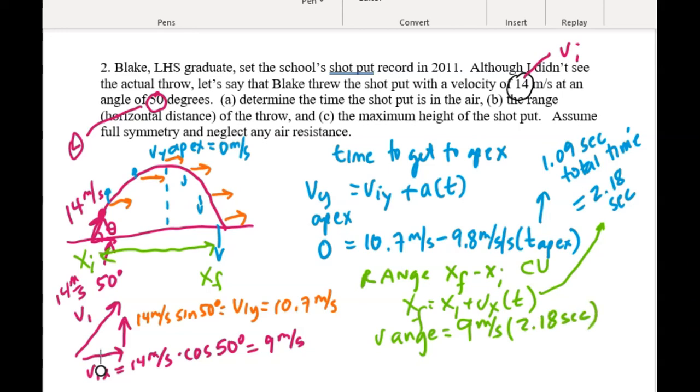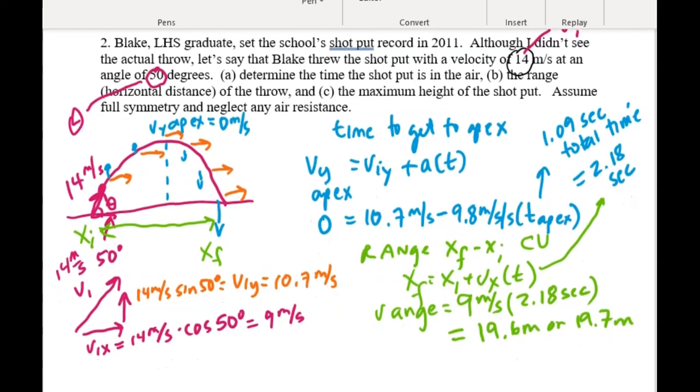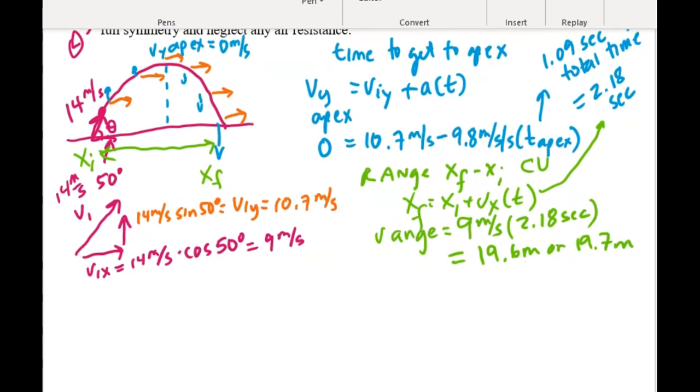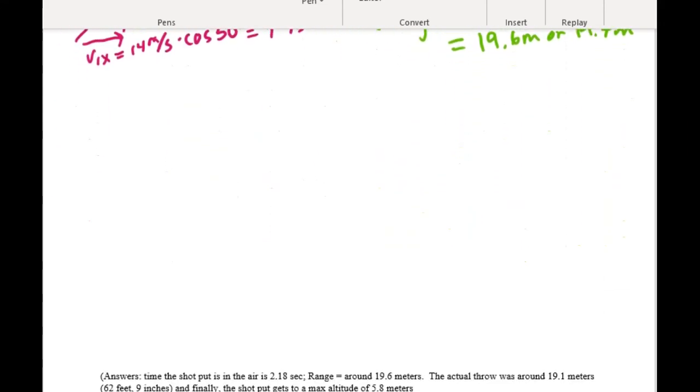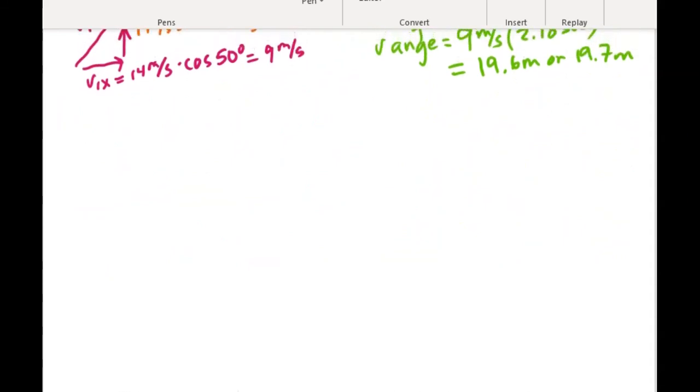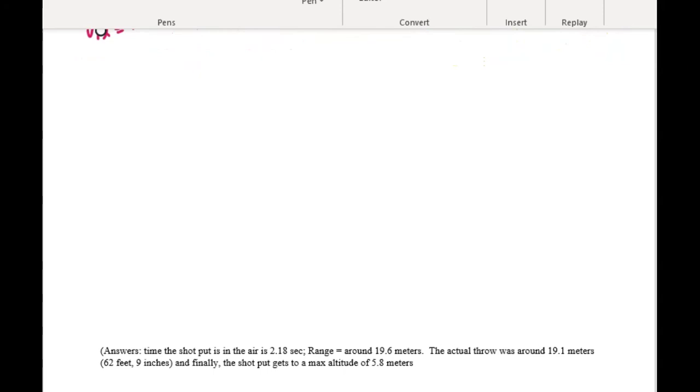That'll tell us then how far the shot put goes forward. And I get around 19.6 or 19.7 meters. Okay. And I think I have the answers down here. Are we doing everything right? We're getting the time and we're getting the range. It says here the actual throw was around 19.1 meters.